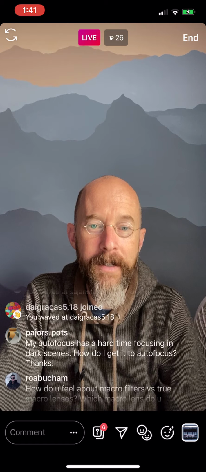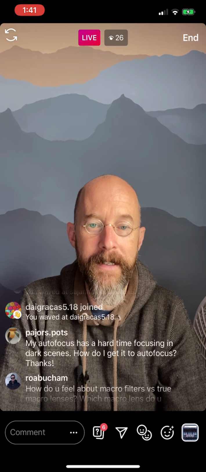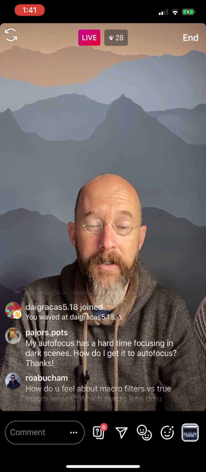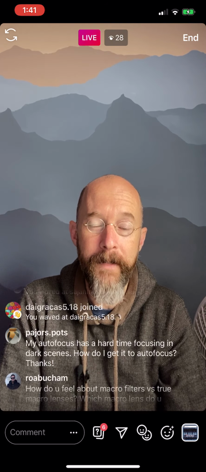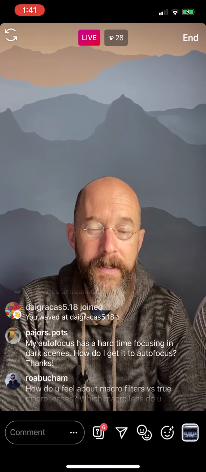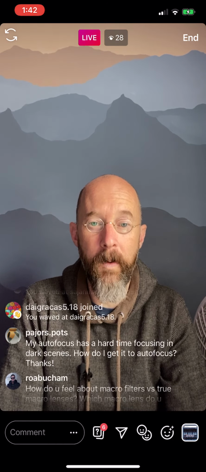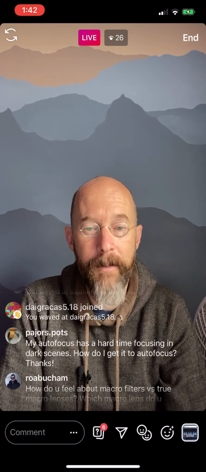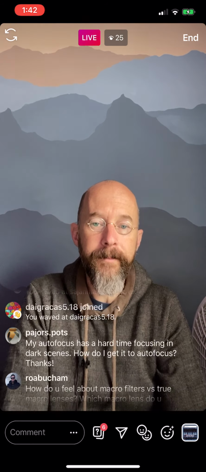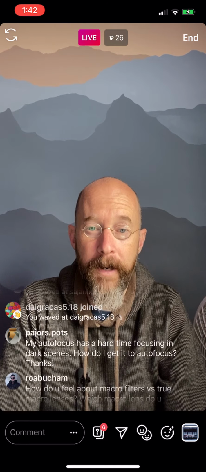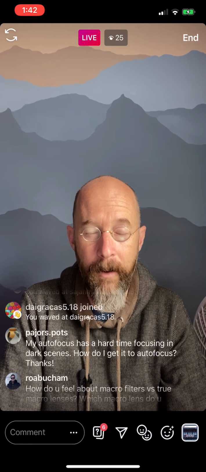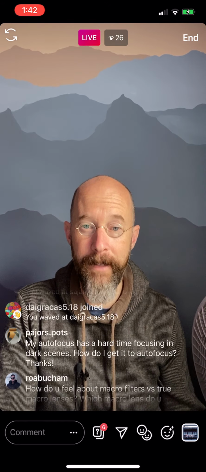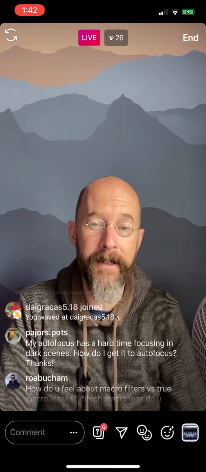My autofocus has a hard time focusing in dark scenes. How do I get it to autofocus? This is a problem that a lot of people have, and don't worry, it's nothing you're doing wrong. The majority of cameras in the world are what we call consumer versions, the kind that could be $1,000 or less. They struggle to photograph in the dark because autofocus needs a lot of light to focus correctly. So there's a number of factors going on.